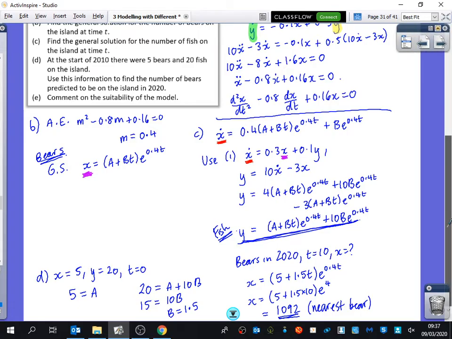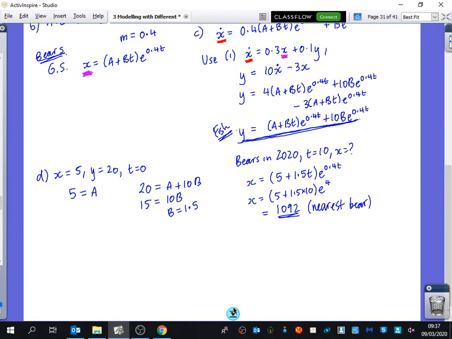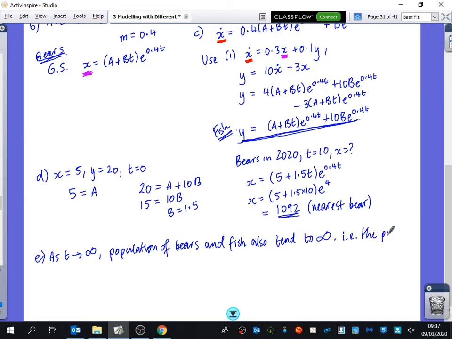No, so we need to say that. We need to say for part E of the question, as t tends to infinity, the population of bears and fish also tend to infinity, i.e. the populations keep growing. This is unrealistic, and they might ask you to improve the model.